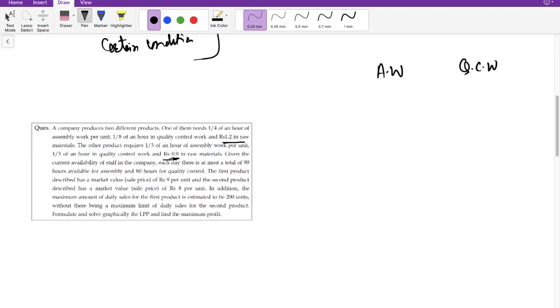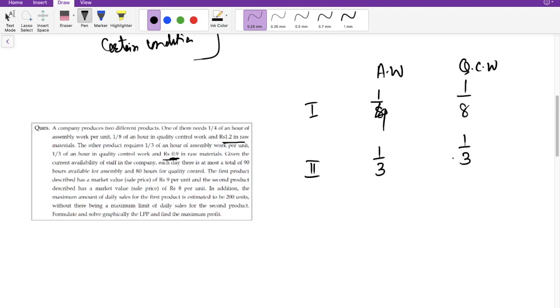But if I'm just considering the manufacturing of the product, each product has to undergo two processes. One is assembly work and another is quality control work. They are producing two products. Let this be product 1 and let this be product 2. One unit of the first product needs 1/4 of an hour of assembly work and 1/8 of an hour of quality control work. Similarly, one unit of product 2 requires 1/3 of assembly work and 1/3 of quality control work. Now these process times are also limited and they are given.